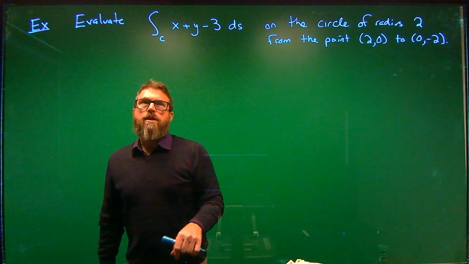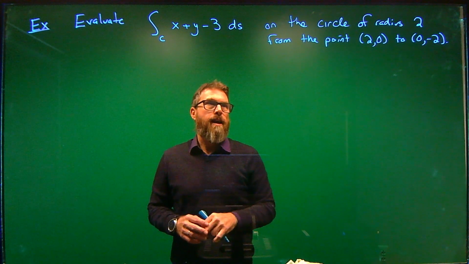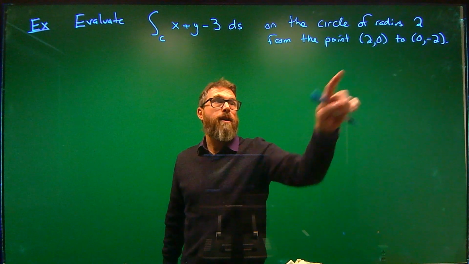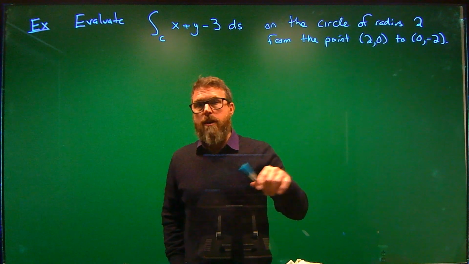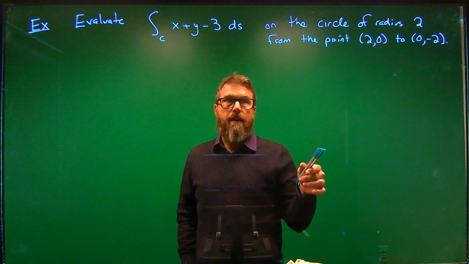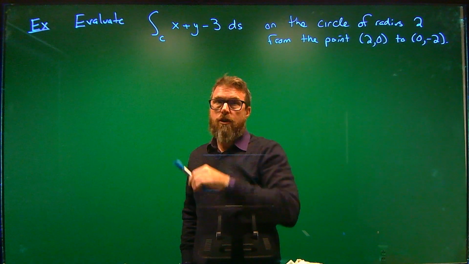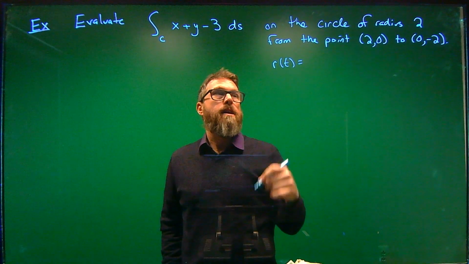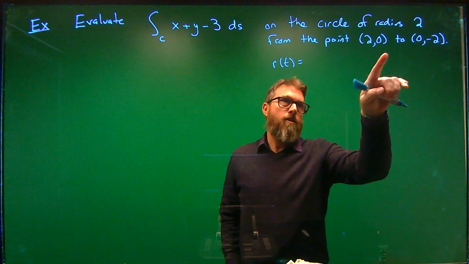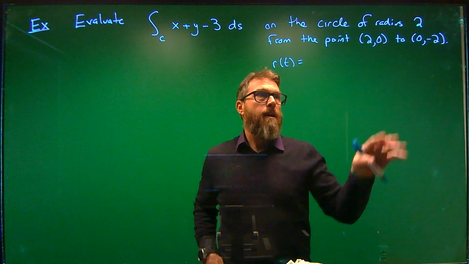So the last one is going to be evaluate the integral over C of x plus y minus 3 ds on a circle of radius 2 from the point (2, 0) to the point (0, -2). So again, what we want to do is figure out the curve so that I can evaluate the function on it. So what is r of t? Well, it's a circle clearly centered at (0, 0), but it's going to go from (2, 0) to (0, -2).